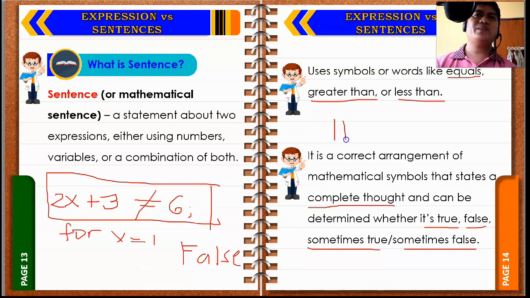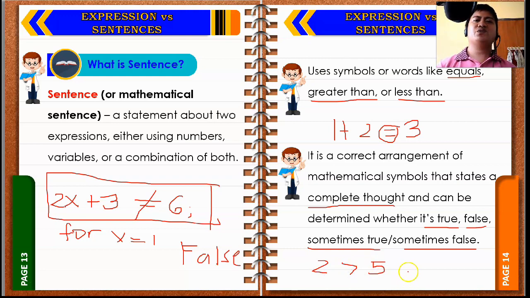Another one, 1 plus 2 equals 3. So 1 plus 2 equals 3 is true. So this is an example of a sentence using the equal sign. Or we can have 2 is greater than 5. So 2 is greater than 5 is also a sentence. But 2 is greater than 5 is false, because 2 is less than 5. So I'm using the symbol less than. You can have 10 is, I'm using the words, less than 12. So let's say 10 is less than 12. So this statement is true.